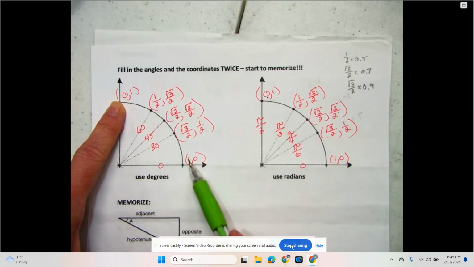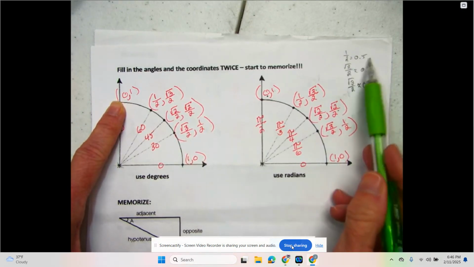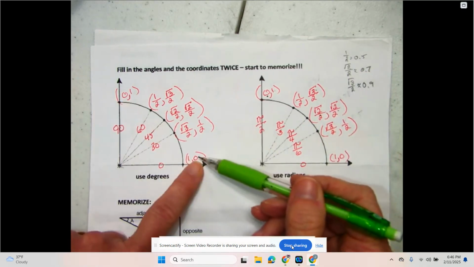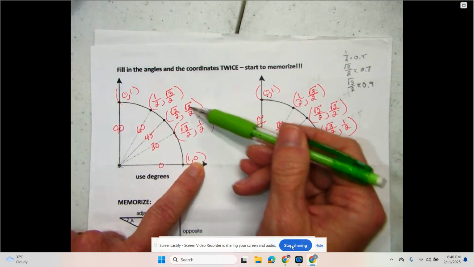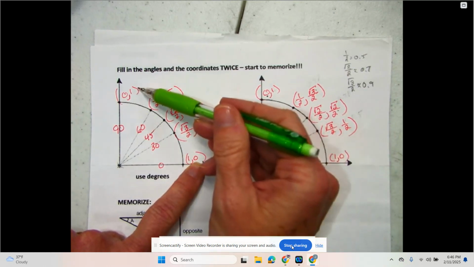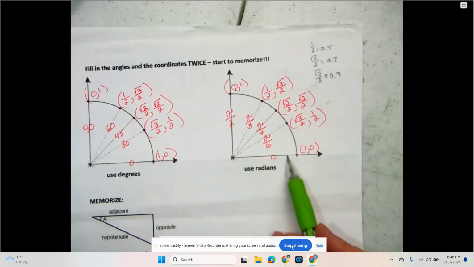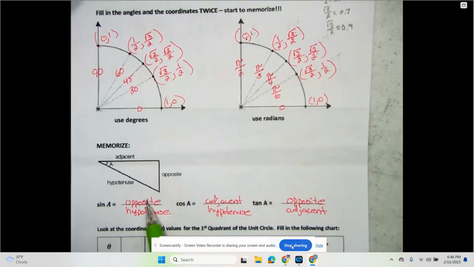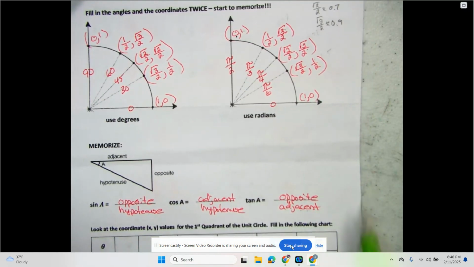So it goes in order. 1/2, square root of 2 over 2 is 0.7, square root of 3 over 2 is 0.9. So this goes in order. 0, 0.5, 0.7, 0.9, and 1. Same thing for the radians. Sine is opposite over hypotenuse, cosine is adjacent over hypotenuse, and tangent is opposite over adjacent.